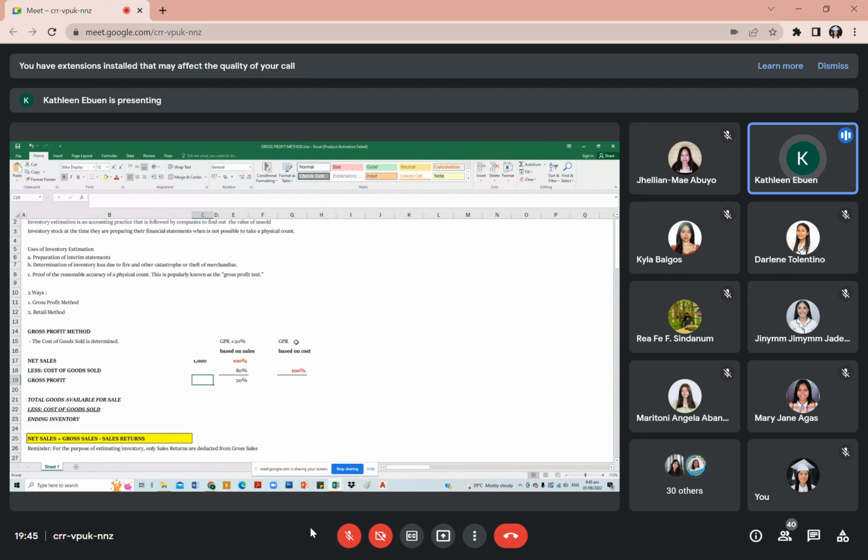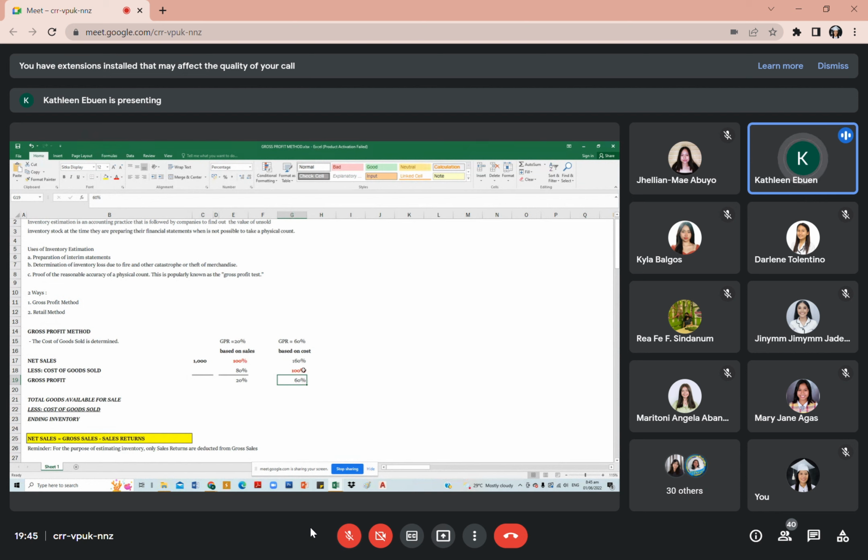What if the gross profit rate is based on cost? So, for example, the gross profit rate is equal to 60% based on cost. So this would be 60%, the gross profit rate. And then our cost of goods sold is 100% because it is based on cost. And then our net sales would become 160%. So, 160 minus 100, that is equal to 60%.